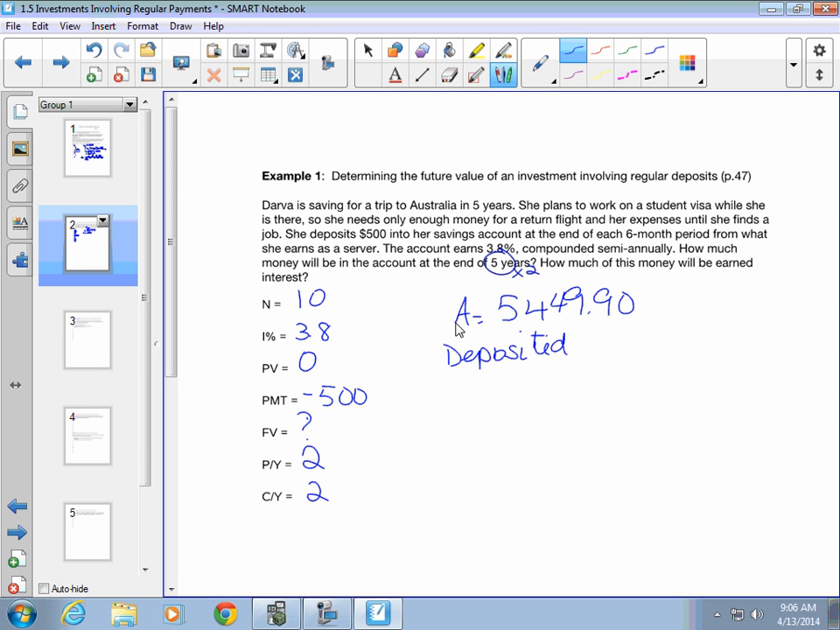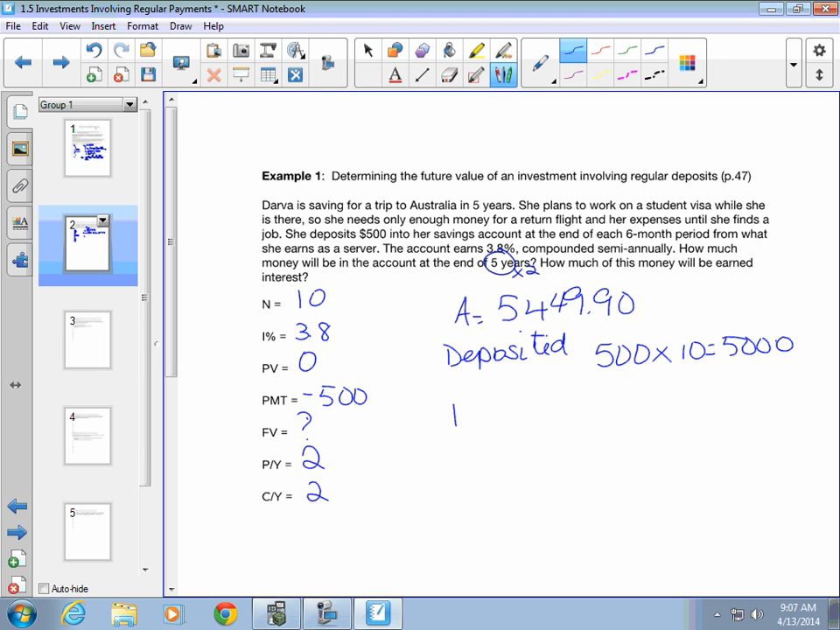She deposited herself $500, and she did it twice a year for 5 years, so that's 10 deposits. So she deposited $5,000 of her own money. So how much of this money will be interest earned?